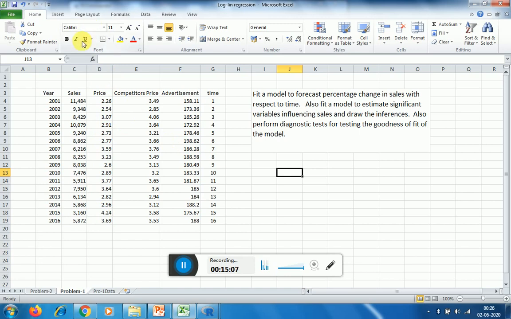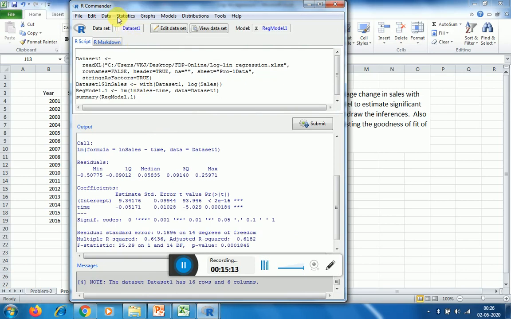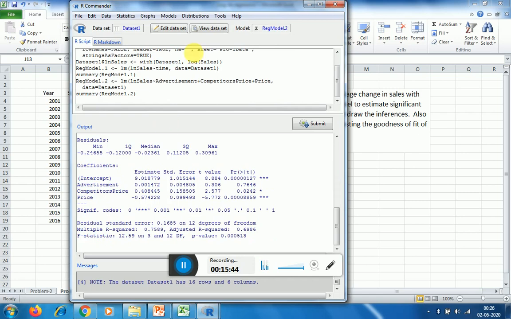Now again we'll go to the R Commander. The data set is already existing. So click on Statistics, then Fit Models, again Linear Regression. Now we'll keep this as it is, and we'll deselect and select. First variable is price, second is competitors' price, and third one is advertisement expenditure, and then I click OK. So this model is regression model number 2.